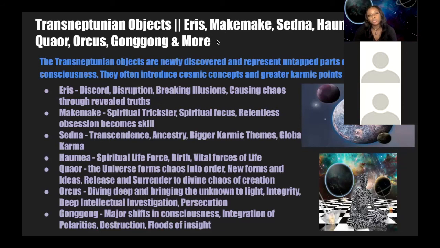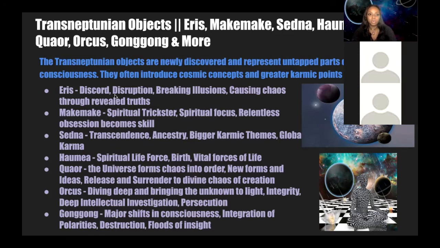And these are planets, or rather dwarf planets as they're referred to astronomically, that are not really talked about or used in astrology, because the Trans-Neptunian objects are newly discovered and they represent untapped parts of our consciousness. They often introduce cosmic concepts and greater karmic points in the chart. These are very, very powerful energies to work with. And of course, they take hundreds of years, sometimes thousands, to orbit the sun. So the first one that we have is Eris.